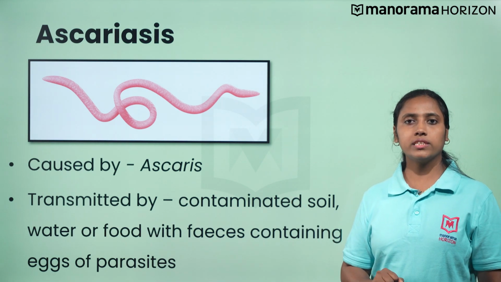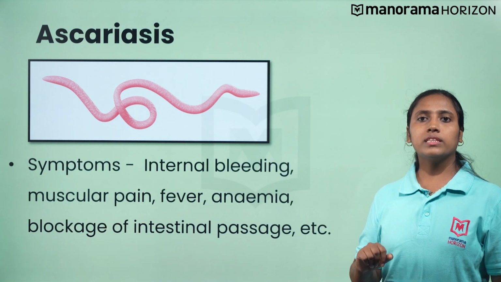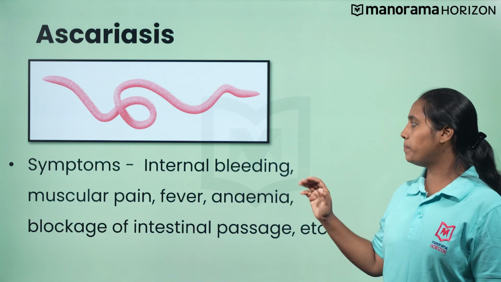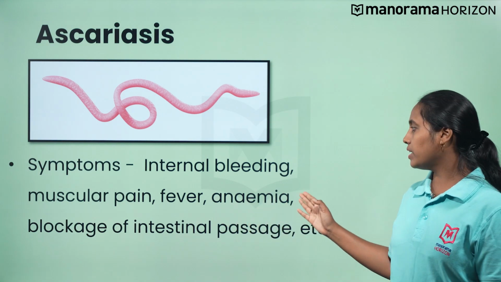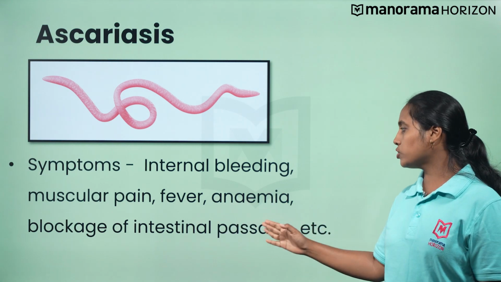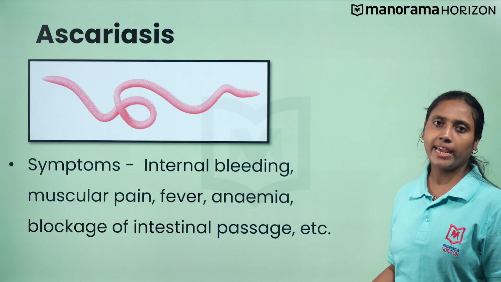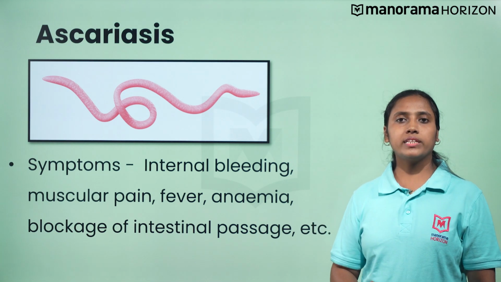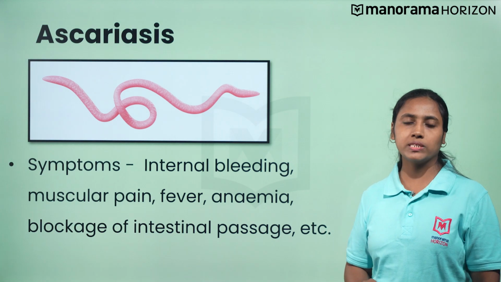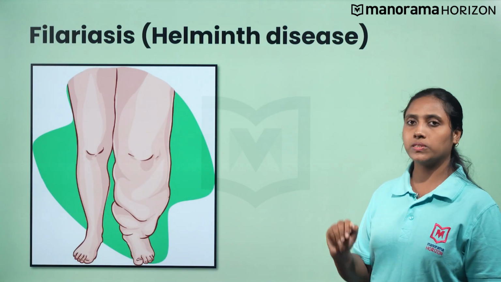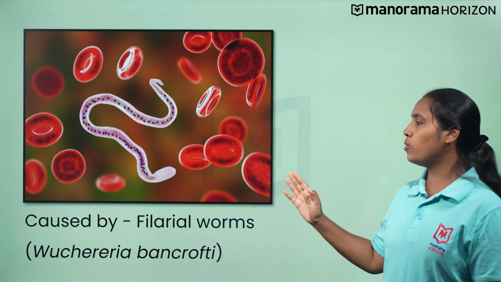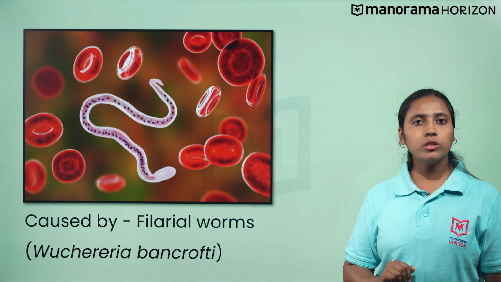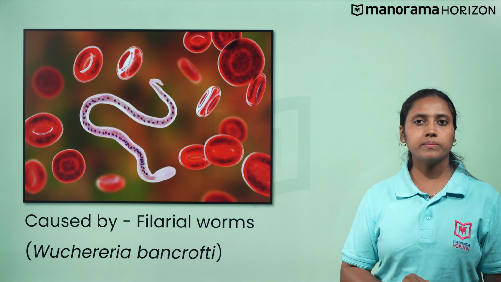Now let us see the symptoms. The symptoms are internal bleeding, muscular pain, fever, anemia, blockage of intestinal passage, etc. The next disease that we are going to discuss is filariasis. This disease is caused by the filarial worm. It is also a helminth disease.